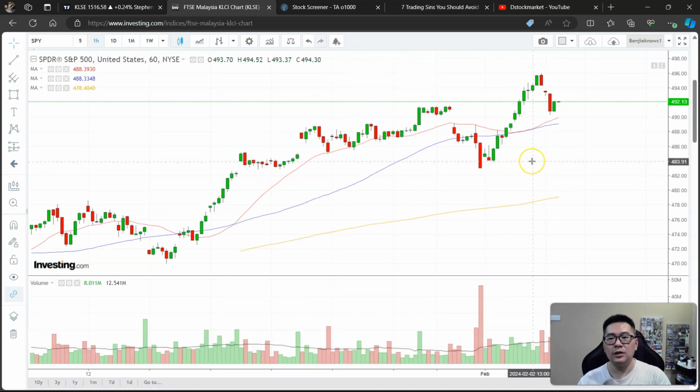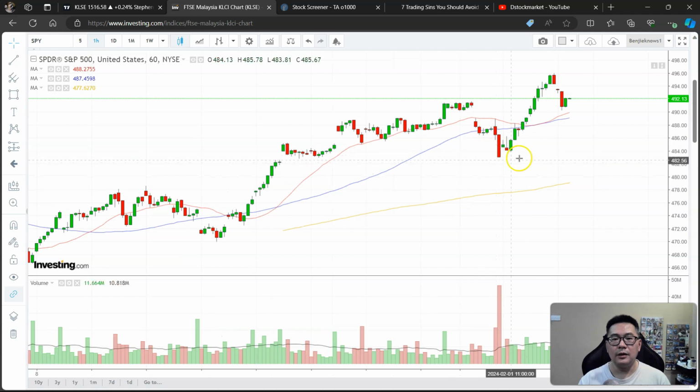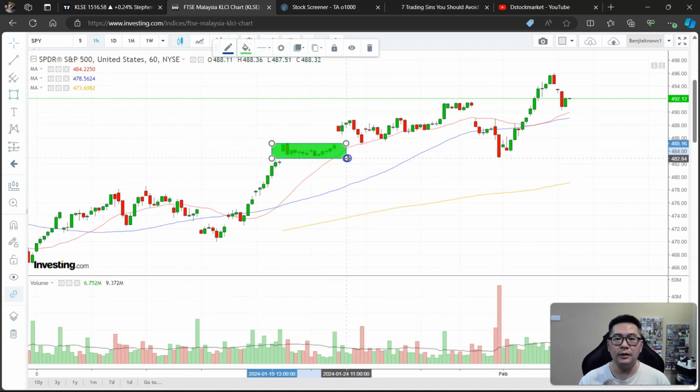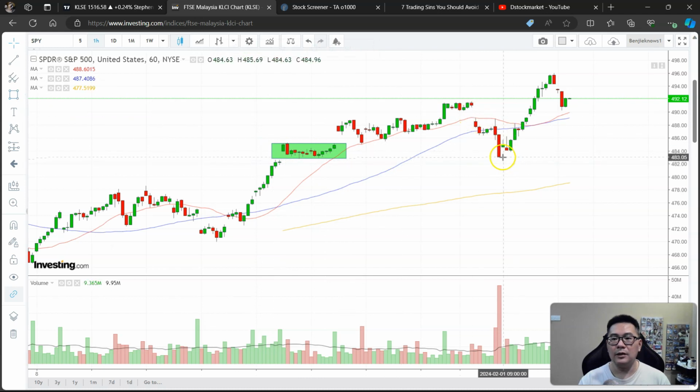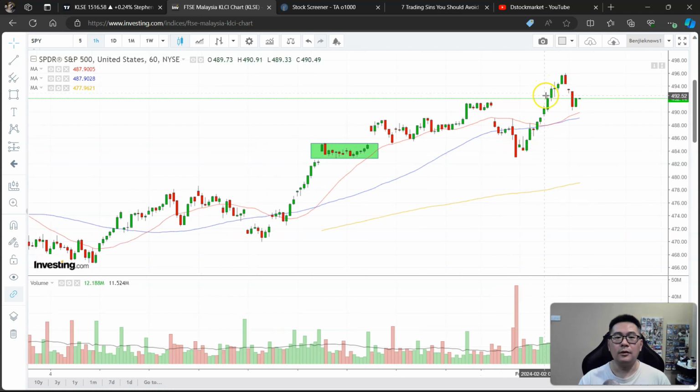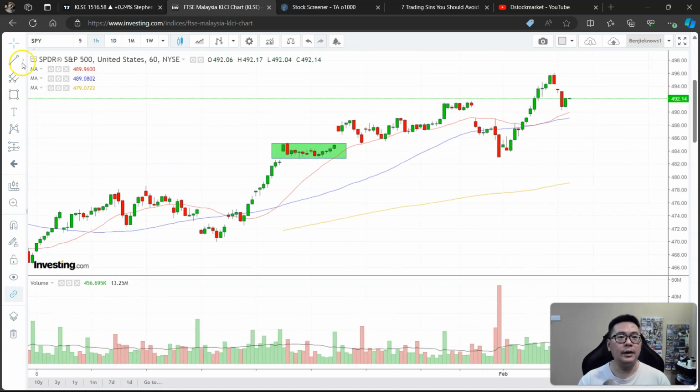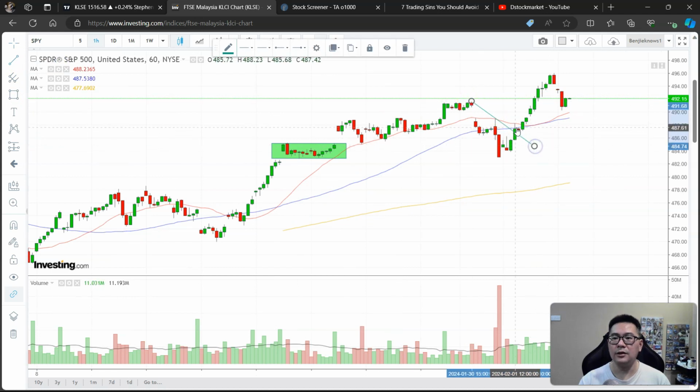This is the 60-minute chart. The reason why it didn't correct that much is because there's this support area here. Look where it stopped. If you have a support area and the SPY doesn't drop below the support area, it will just move back up, and it broke this mini downtrend line, and that's why it moved back up.